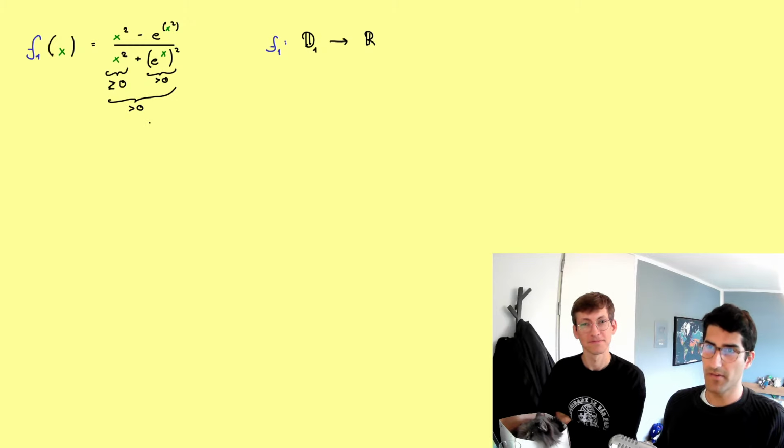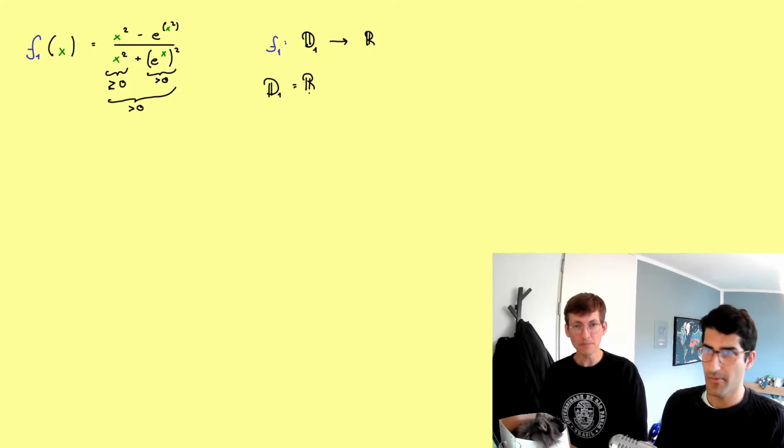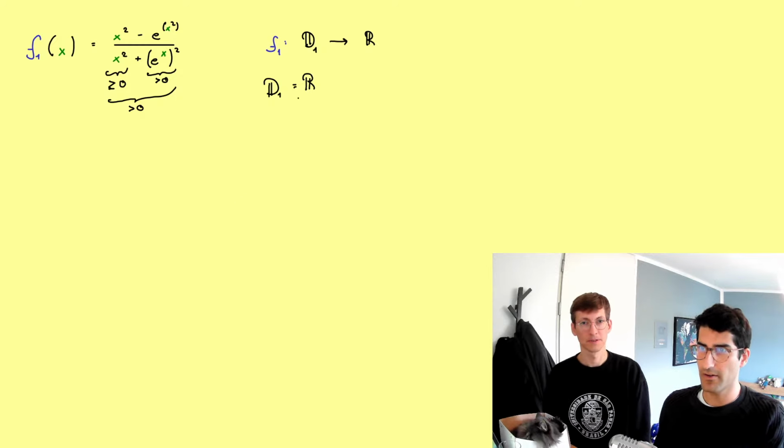And this tells us that in the case of the function f1, the domain of definition D1 is actually all the real numbers. So we have done our first check. We now know that f1 is a function that goes from R to R.